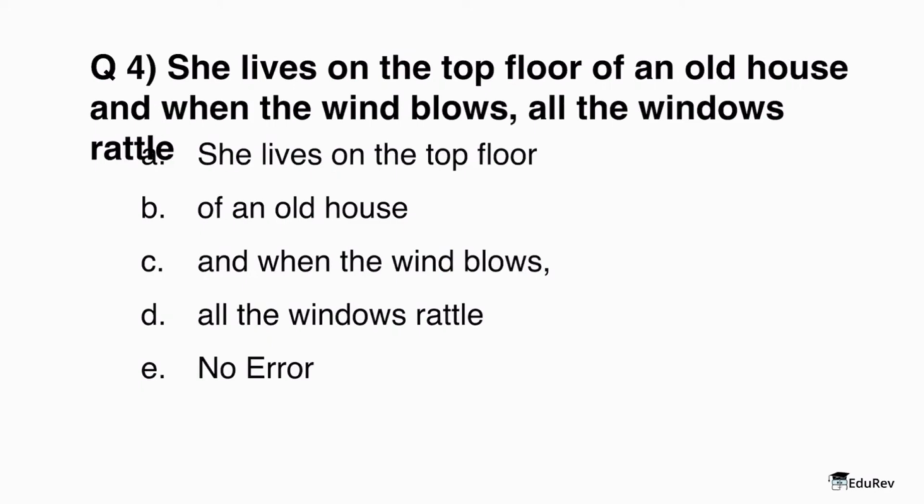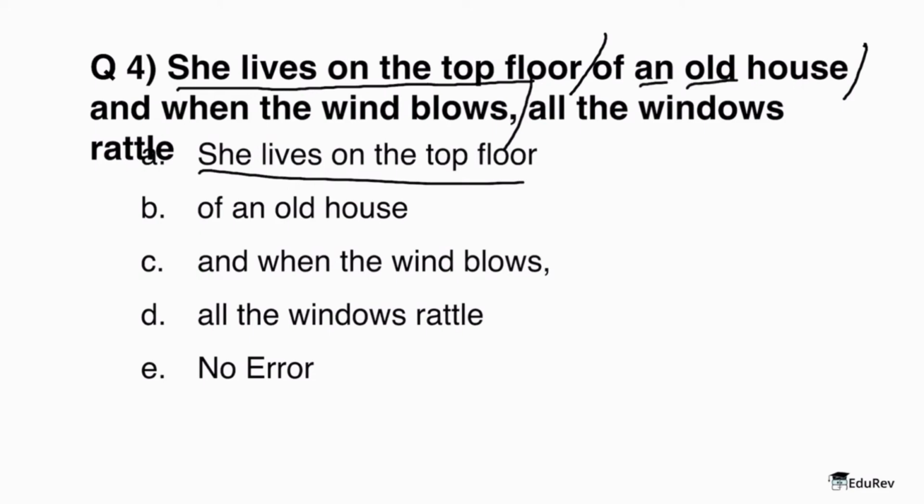So once again, the sentence is divided into 4 parts. She lives on the top floor is 1, of an old house is 2, and when the wind blows is 3, all the windows rattle is 4th. Okay, so let's see. She lives on the top floor. Well, on the top floor is correct. She lives is correct. So this part is all correct. Of an old house. Using of and an before old, that is also correct. So of an old house is correct.